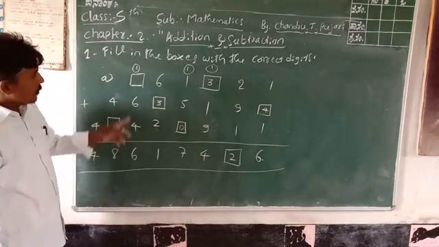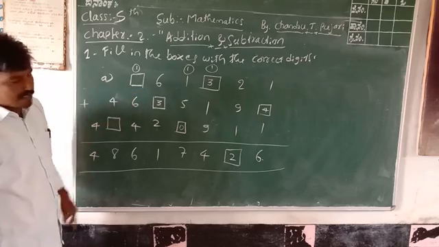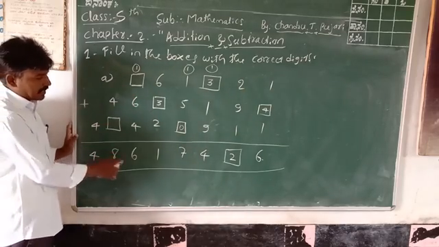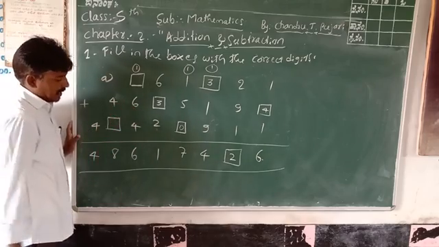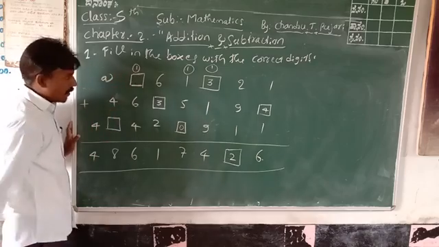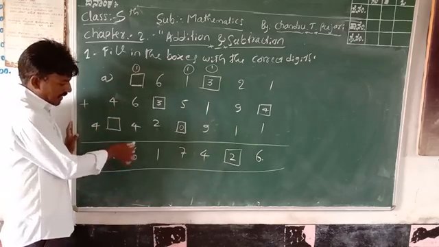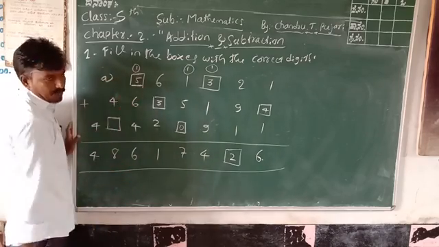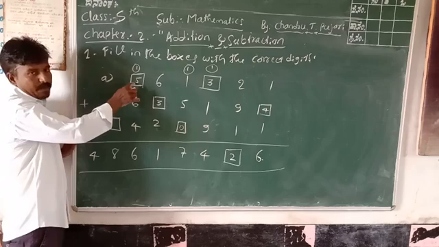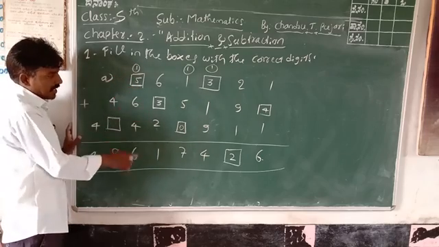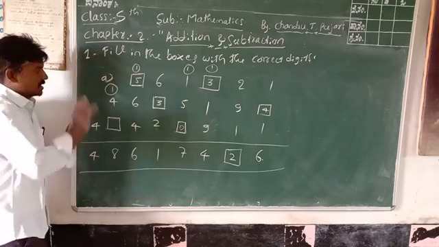Next, again put the number in the box. Therefore, the total sum is 6. 4 plus 6 is 10, 11. So you want 6, so you can take 5. Therefore, 4 plus 6 is 10. 10 plus 5 is 15. 15 plus 1 is 16. Carry 1 again. 6 is there.